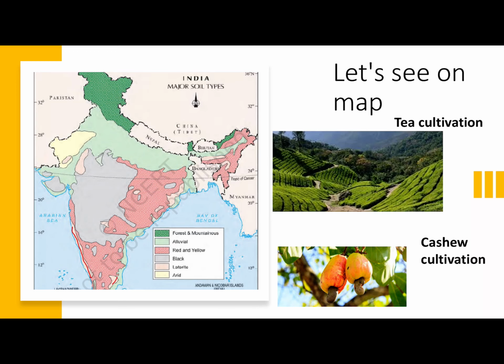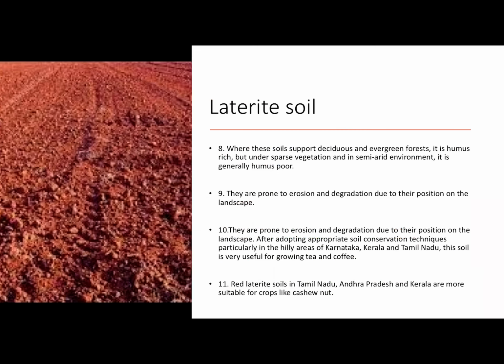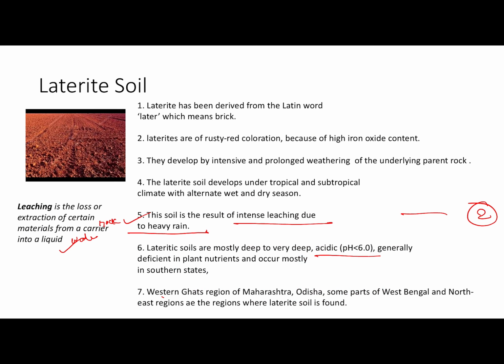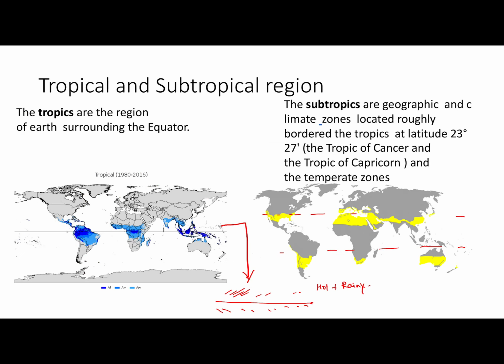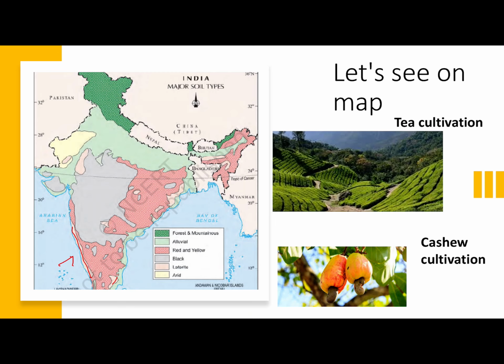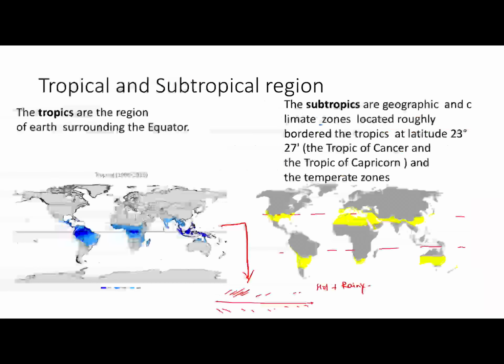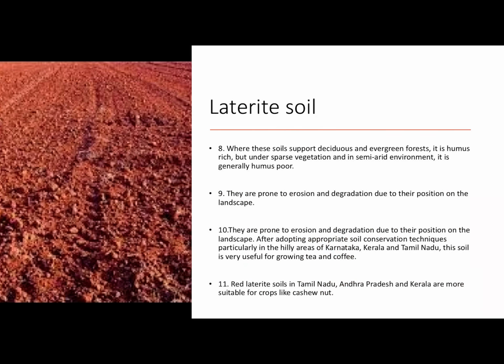So this is Western Ghats, right? Western Ghats region of Maharashtra, Odisha, West Bengal, and some eastern region. So in this region laterite soils are formed. Laterite soils are generally acidic and they are poor in nutrients, but if you add some nutrients to it, they are good for cultivation.